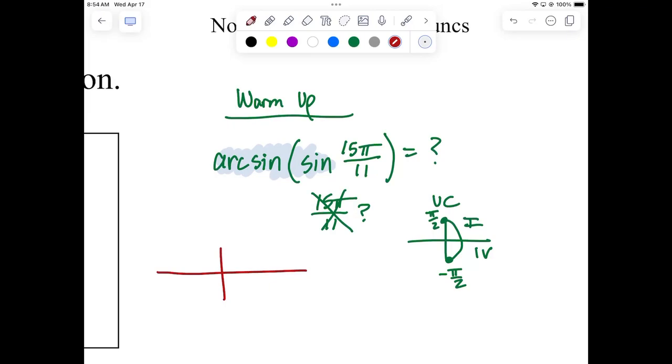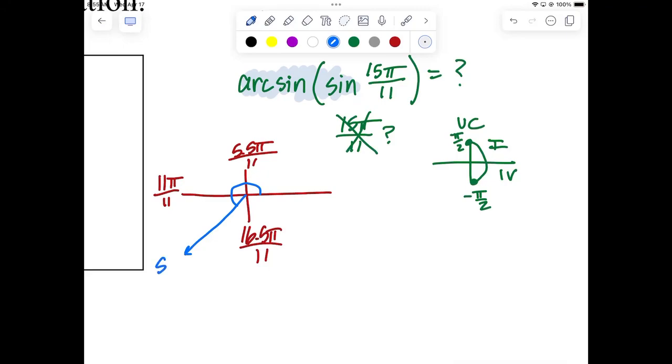We have to figure out where 15 pi 11ths lives. And where does 15 pi 11ths live? Quadrant 3. Remember how we decided that earlier in the year? We said that pi was 11 pi 11ths. Half of 11 is 5.5 pi 11ths. So now we have our quarter cycle counting interval. What's 11 plus 5.5? 16.5 pi 11ths. So now I know where 15 lives. 15 lives somewhere over here in quadrant 3.